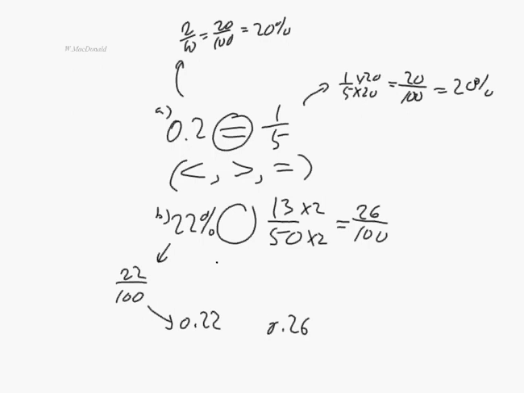So which one's the greatest? It's this one, so I have to put is greater than. So 22% is less than 13 fiftieths.